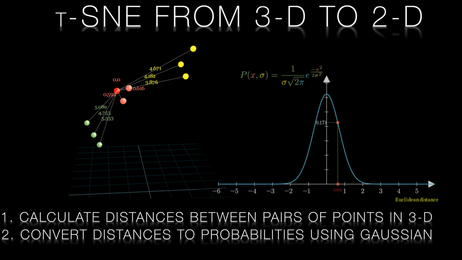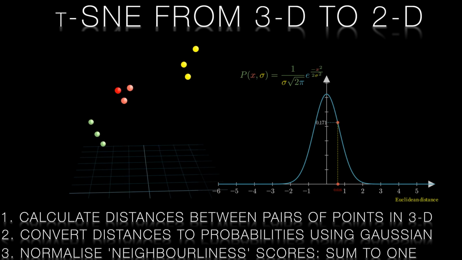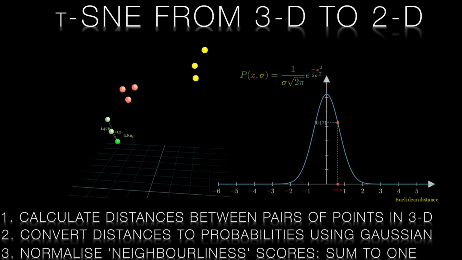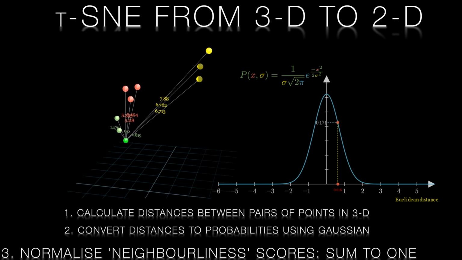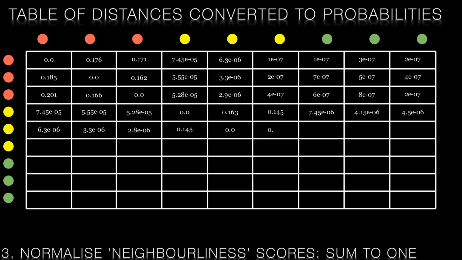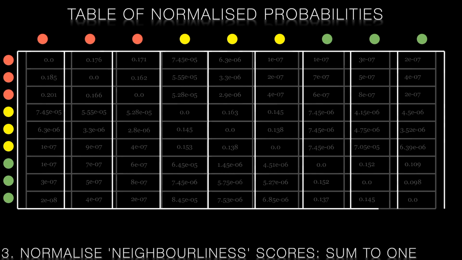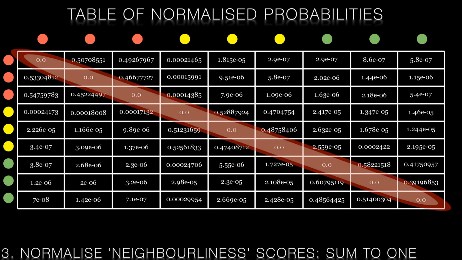The next step of the t-SNE algorithm is to normalise this score for every point so that the neighbourliness scores sum to 1. If we have n points, then we'll have n multiplied by n minus 1 pairs of points, as a point can't be a pair with itself. So with the 9 points in our example, we'll then have 72 pairs and hence 72 normalised neighbourliness scores. Here we see these 72 scores in an ordered matrix. We can ignore the leading diagonal, as this is just the distance of each point to itself.